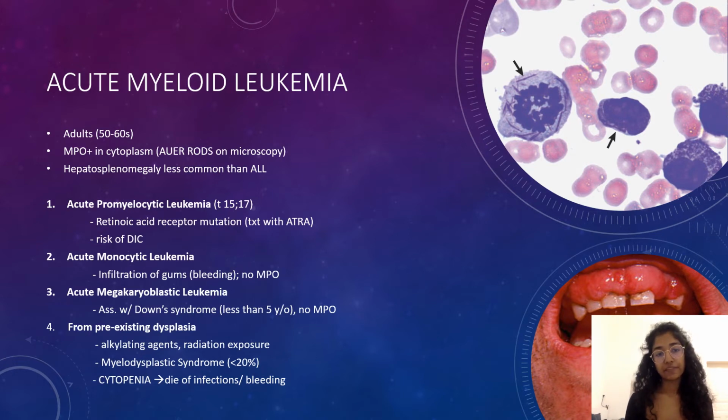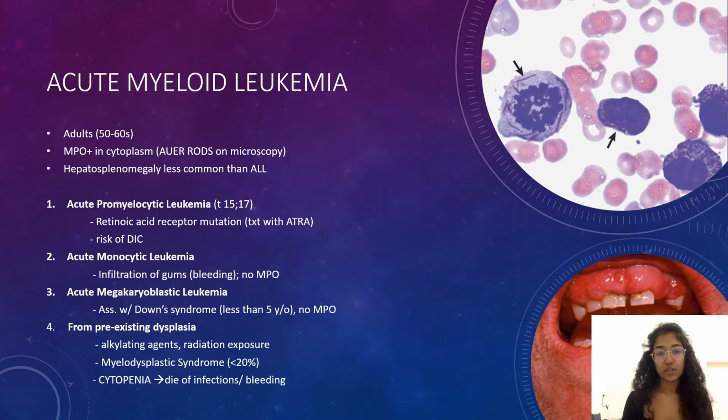Second, depending on the cell lineage, you can divide it into acute monocytic leukemia and acute megakaryoblastic leukemia. Monocytic leukemia is basically what develops from your monoblast lineage, which comes from the myeloid stem cell, myeloblasts. So for acute monocytic leukemia, an important feature which differentiates it from the other kinds of AML is that there is no MPO, or myeloperoxidase, present in the cytoplasm. This generally manifests in the gums, so you'll have an infiltration here which leads to bleeding, which is what is seen in the second picture.